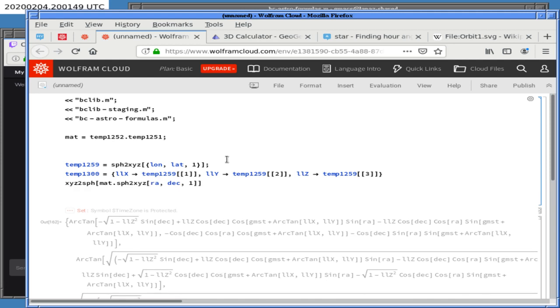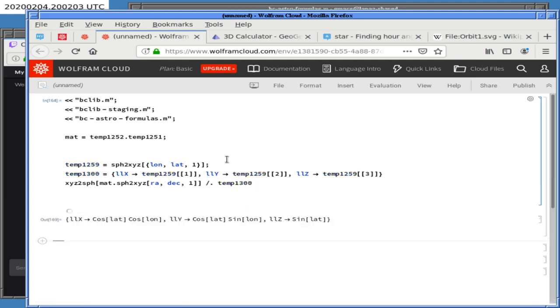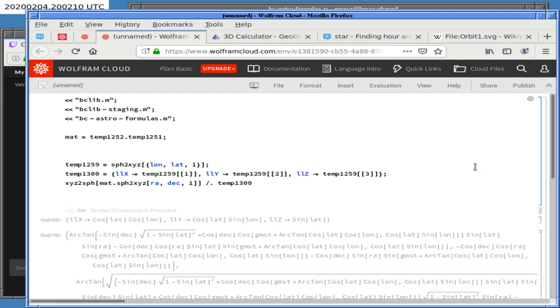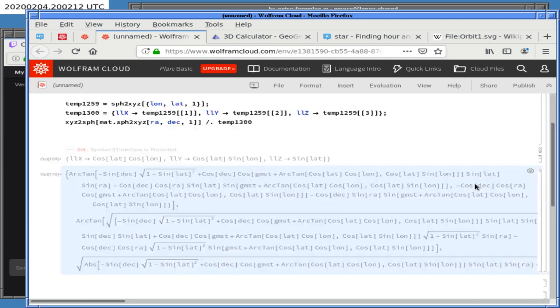So now, if we convert LLX, LLY, all of which are Cartesian coordinates, back into their spherical form, what do we get? It's probably not going to look very nice. And yeah, we can probably semicolon this. Yeah, that does not look very nice.